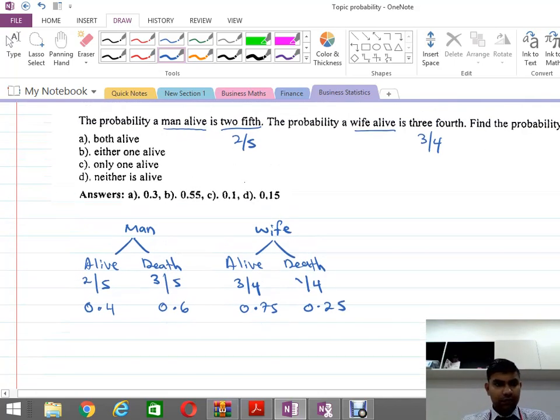Now, this is a small working. For part A, both alive, straightforward. So you must take both alive: 0.4 times 0.75. They already told you both alive. So you get 0.3.